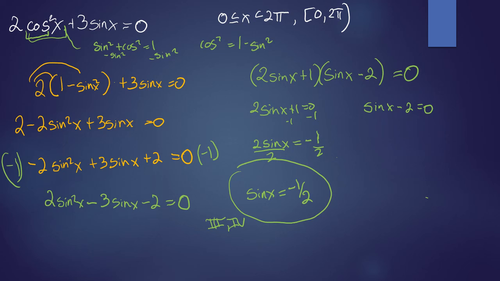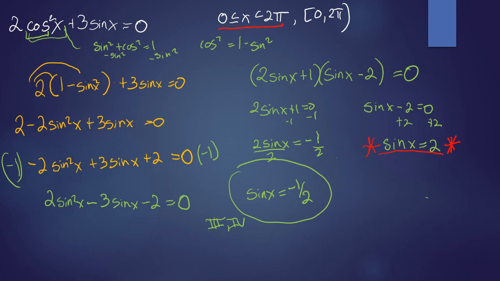And then with the second factor, sine x minus 2 equals 0. If we add 2 to both sides, what we get is that sine of x equals 2. But this is not a valid solution because the sine is always going to be between negative 1 and +1 on the interval that we're given. So make sure that when you get your answer, you check that the sine, or the cosine, or the tan is valid within the interval that we're given.